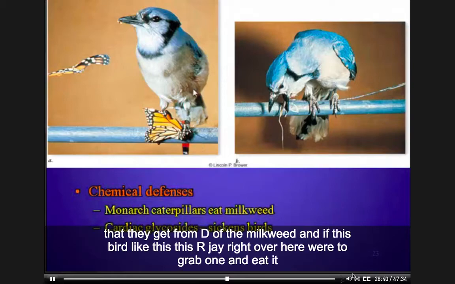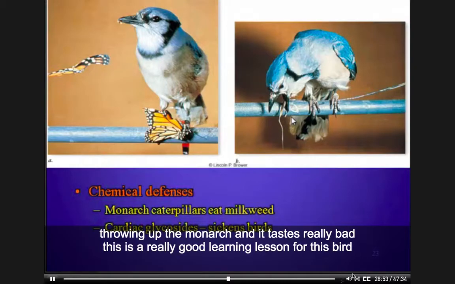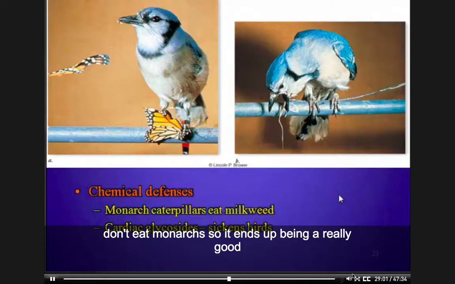And if this bird, like this jay right over here, were to grab one and eat it, the first thing it does is throw up. It completely vomits up this monarch. Well, if you're throwing up a monarch and it tastes really bad, this is a really good learning lesson for this bird: don't eat monarchs. So it ends up being a really good evolutionary adaptation for the monarch.